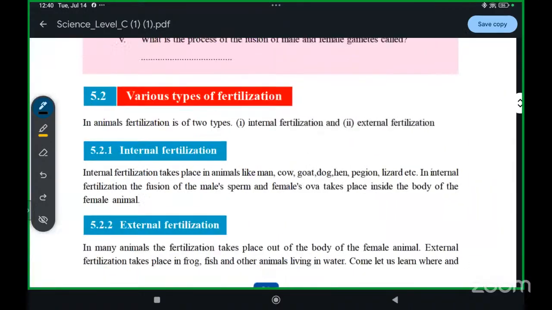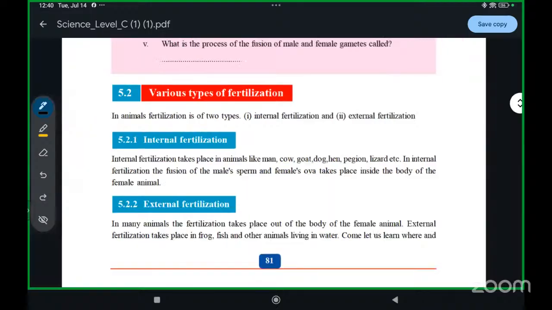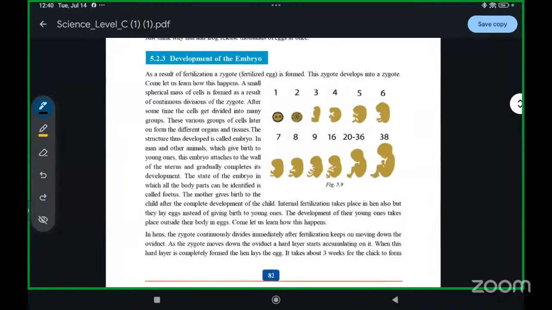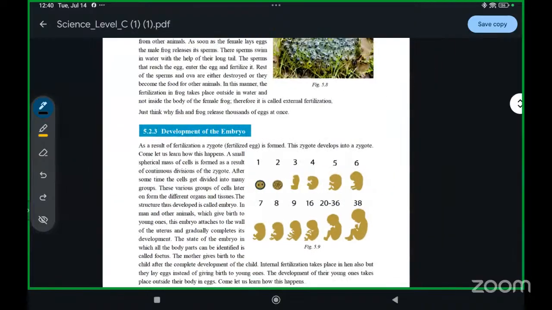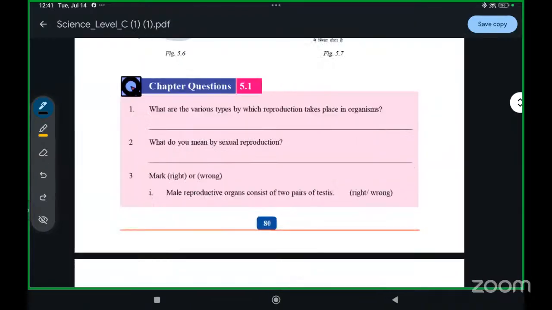All right, we will stop here for today. Tomorrow we will talk about various types of fertilizations and development of the embryo, meaning how a zygote develops inside the female.